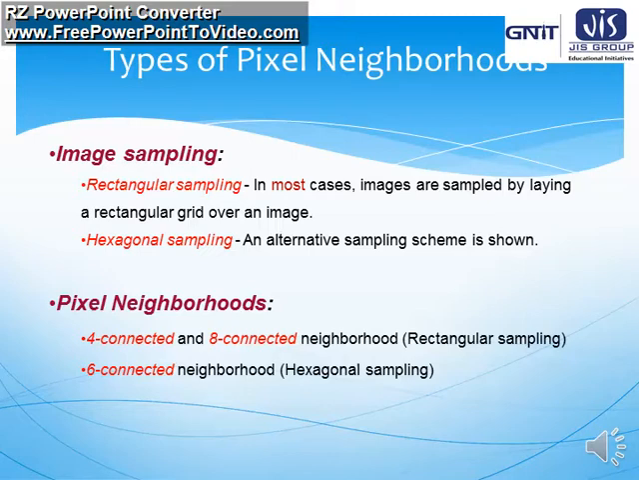Today our topic is types of pixel neighborhoods. What does that mean? We already know what a pixel is. A pixel is the smallest entity of any digital image. That means a collection of pixels can be termed a digital image.